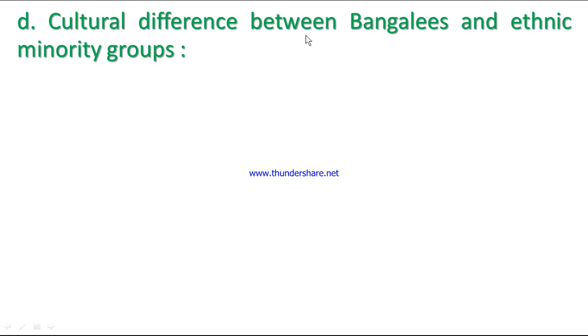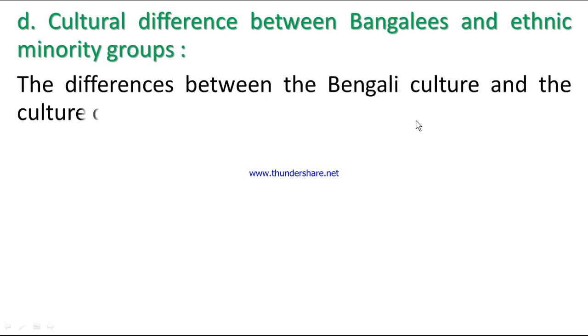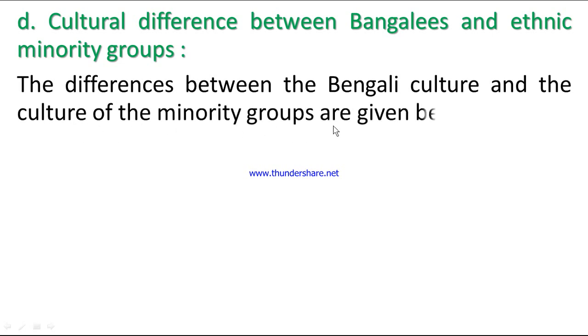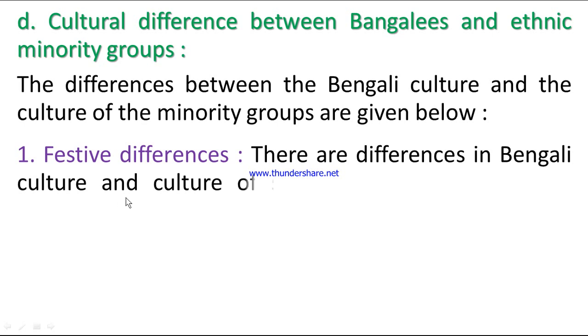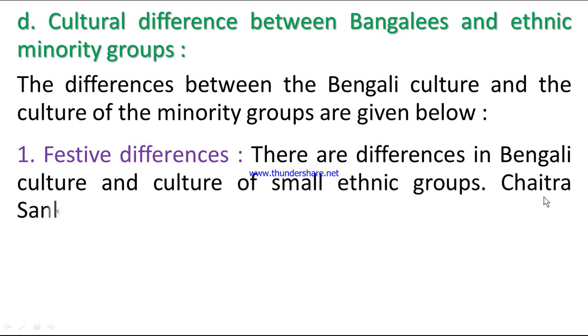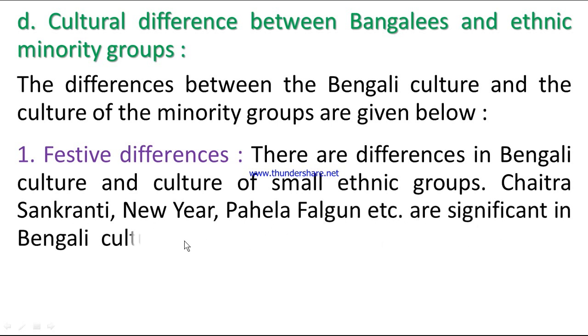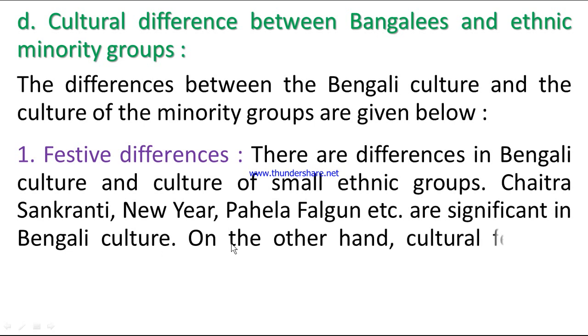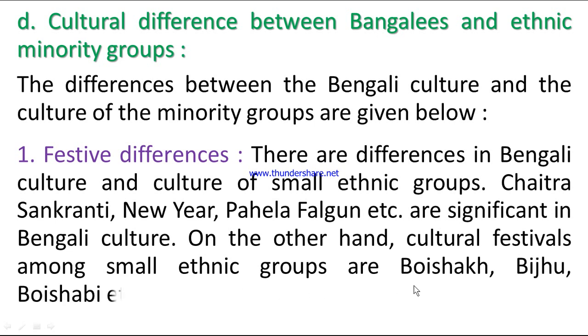Number D. Cultural difference between Bengalis and ethnic minority groups. The differences between the Bengali culture and the culture of the minority groups are given below. Number one, festive differences. There are differences in Bengali culture and culture of small ethnic groups. Choitro Sankranti, New Year, Pohela Falgun, etc. are significant in Bengali culture. On the other hand, cultural festivals among small ethnic groups are Boishuk, Biju, Boishabi, etc.